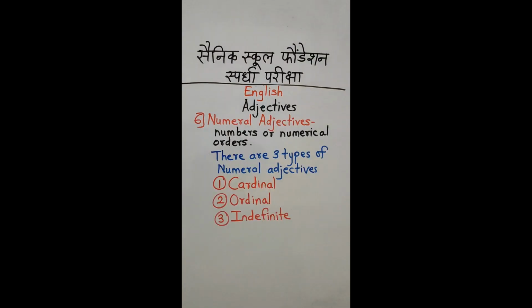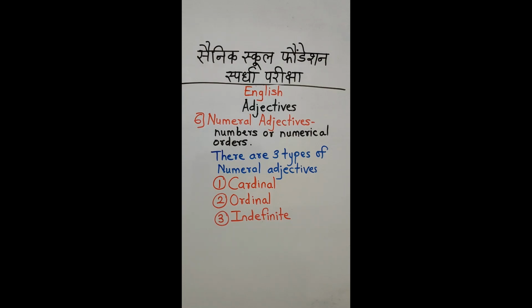Now we will learn the sixth type of adjective, that is numeral adjectives. Let us see what numeral adjectives are. Numeral adjectives can be numbers or numerical orders that describe the number of nouns or the order of the noun that is being described. That means all the words which denote the total number of nouns or the position of a noun in a sentence are called numeral adjectives.